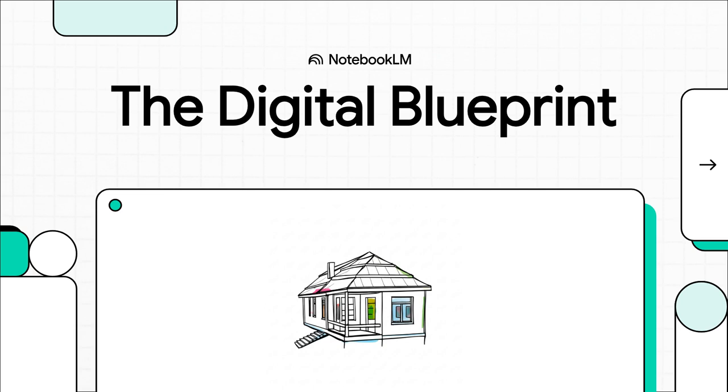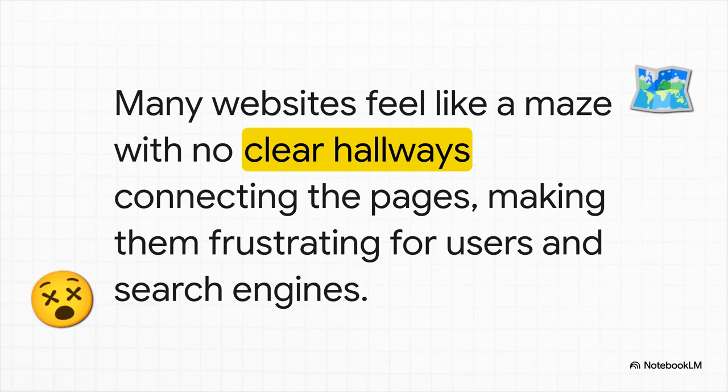loves to visit. Imagine this, a house where every single room is sealed off. The only way you can get inside is by climbing through an exterior window. I mean, that sounds totally absurd, doesn't it? But honestly, that's exactly what a lot of websites feel like. Not just to us users, but to search engines too. When you don't have clear hallways connecting the rooms, or in our case, no logical links connecting the pages, your site just becomes this incredibly frustrating maze.